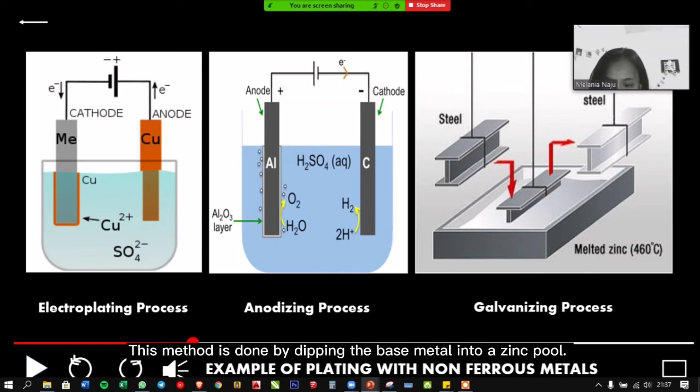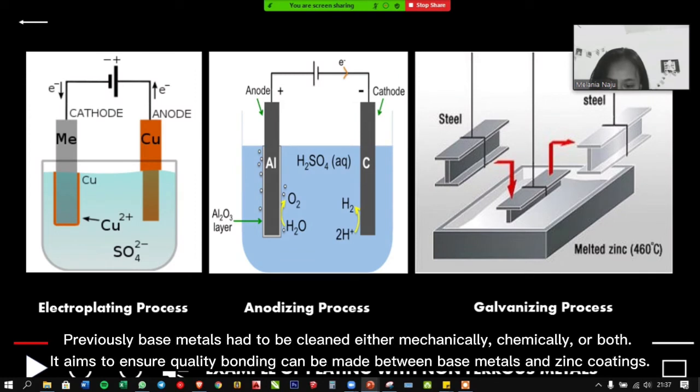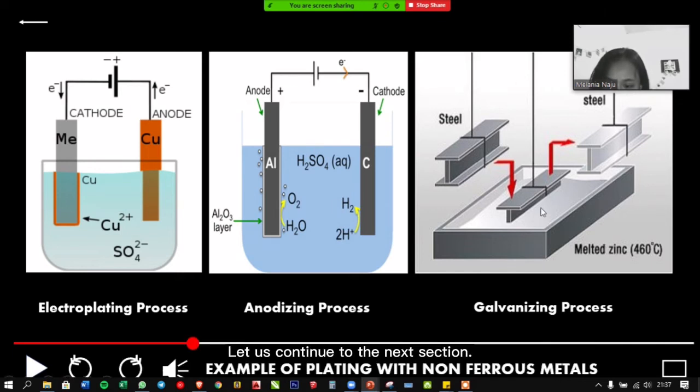This method is done by dipping the base metal into a zinc pool. Previously, base metals had to be cleaned either mechanically, chemically, or both. It aims to ensure quality bonding can be made between base metals and zinc coatings. Let us continue to the next section.